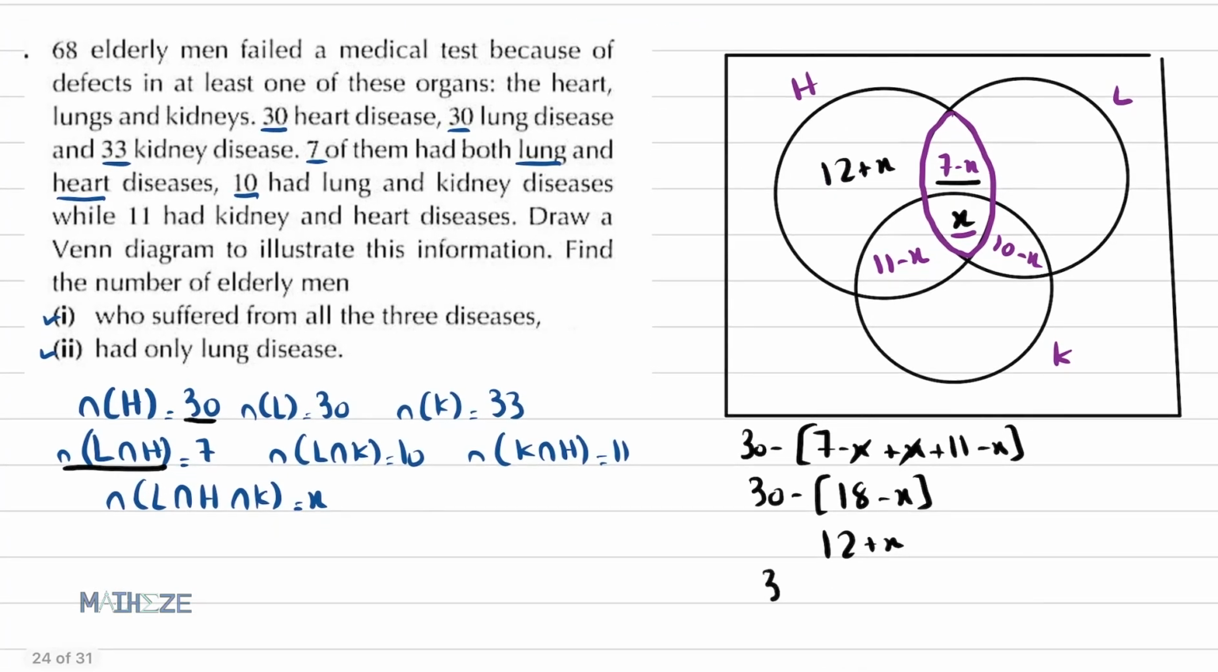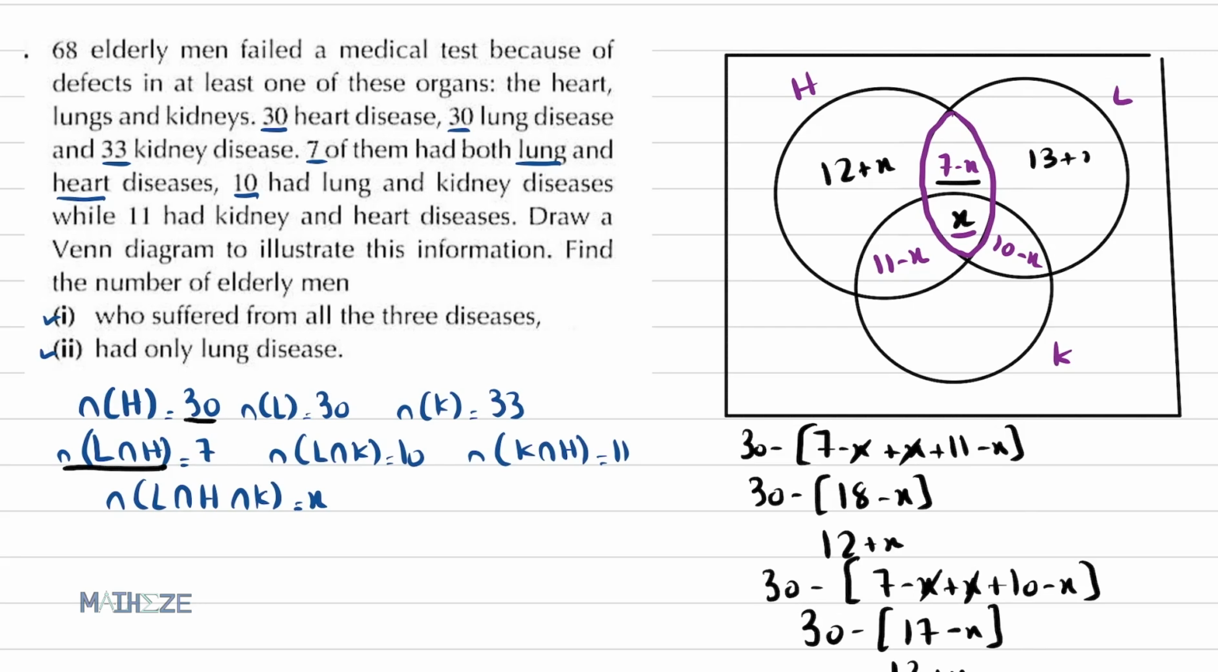Similarly, let's find out lungs. Lungs had 30 people in total. Let's subtract 7 minus x plus x plus 10 minus x. Can I cancel this? 7 plus 10 is 17, so 17 minus x. It's going to give me the answer 13 plus x. This I got, 13 plus x.